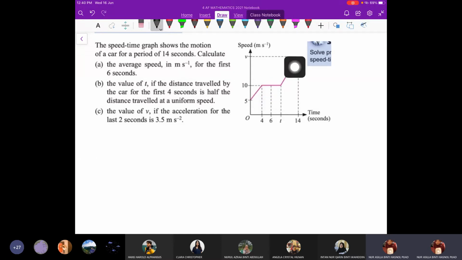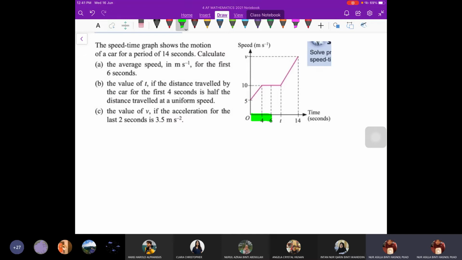Ini adalah perjalanan kereta. So kalau kamu tengok dia bermula, dia dah gerak dah. Dia dah memang in motion. Okay, which is 5 meter per second. Dan ni adalah kereta. So this is very slow. Okay, so the average speed in meter per second for the first 6 seconds. Dia nak the first 6 seconds, maksudnya kat sini. 0 until 6. Yeah.